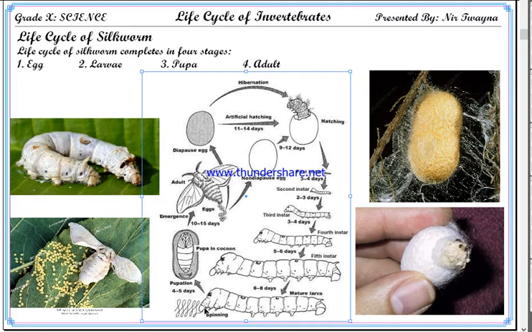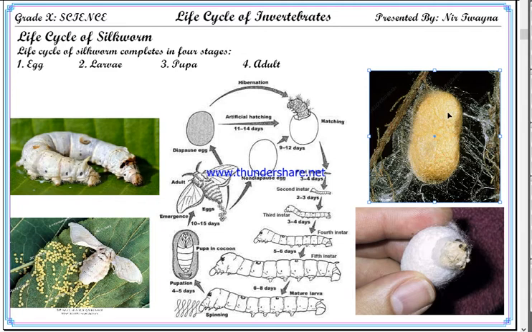The gland produces a saliva-like substance, and it wraps its body in its own saliva. When that saliva comes out of the gland, after a few moments it becomes solid. So when it completely wraps itself, it looks like a ball. You can see here, it looks like a ball.